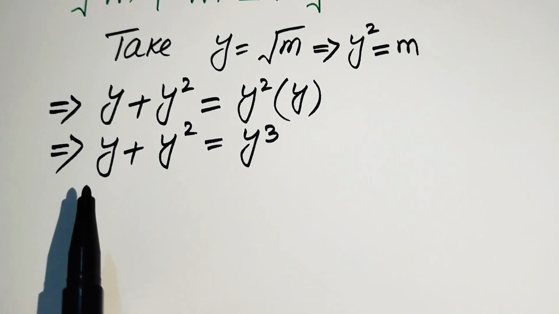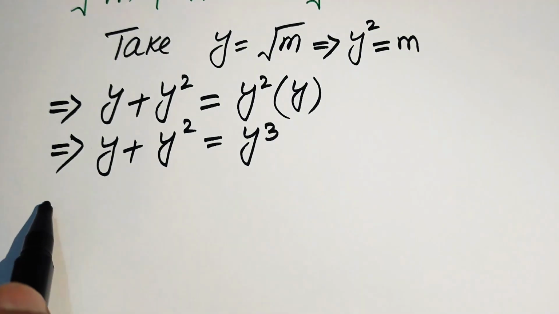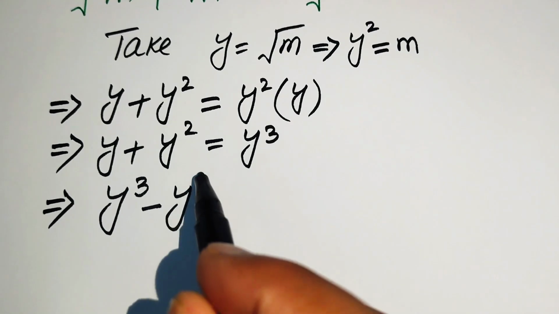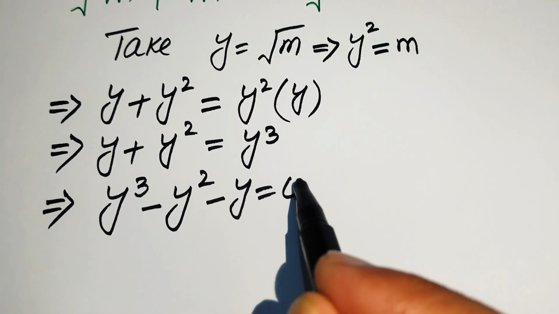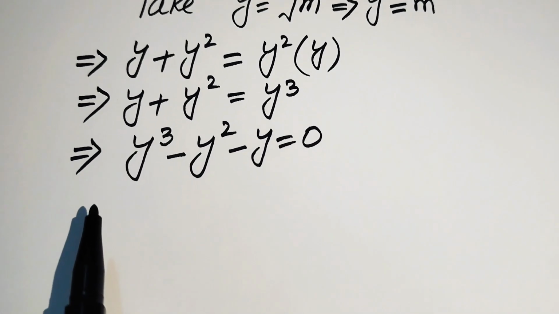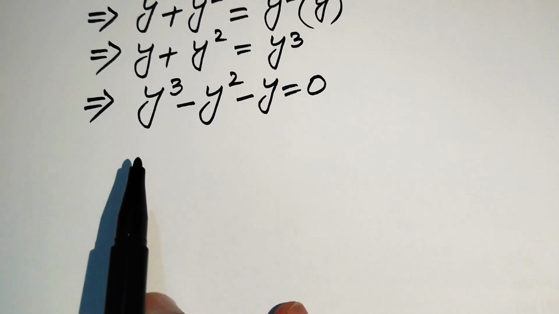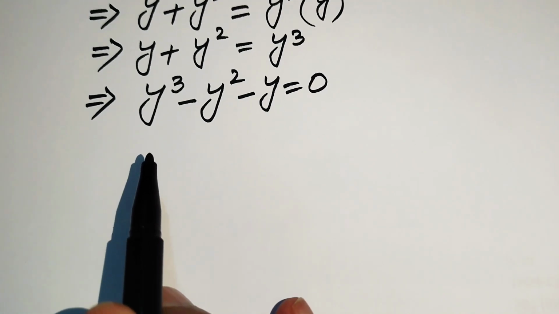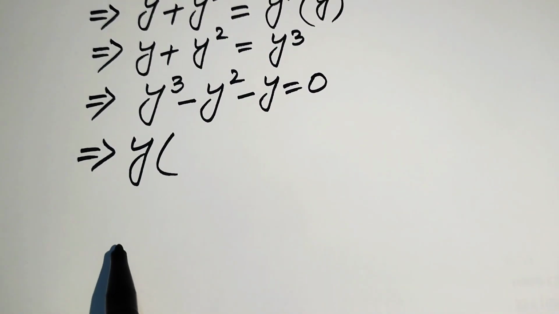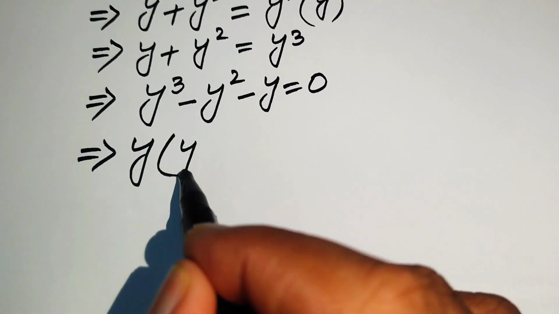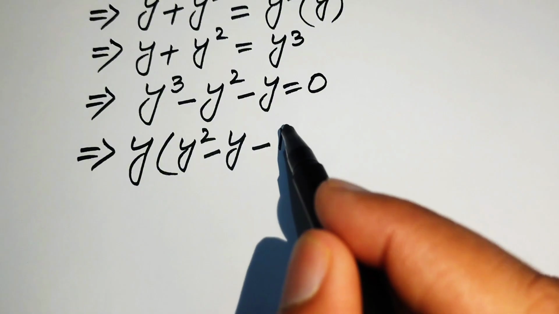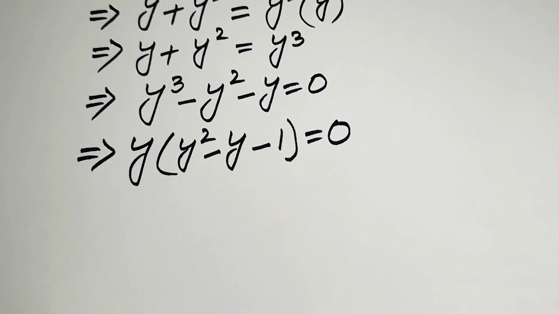Now in the next step, we move these two terms to the right hand side in order to write this in standard form. So we have y cubed minus y squared minus y equals 0. In this step we just move all the terms from the left hand side to the right hand side. Now you focus on the common term y, so we take it common: when we take y common from here, you get y square minus y minus 1 equals 0.